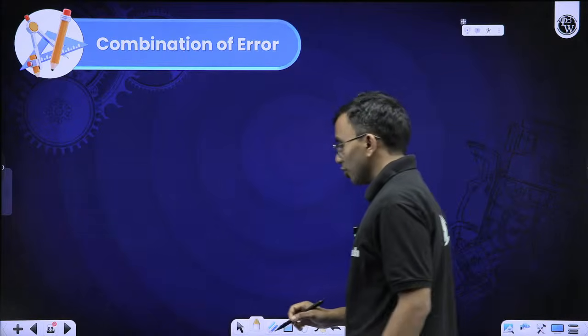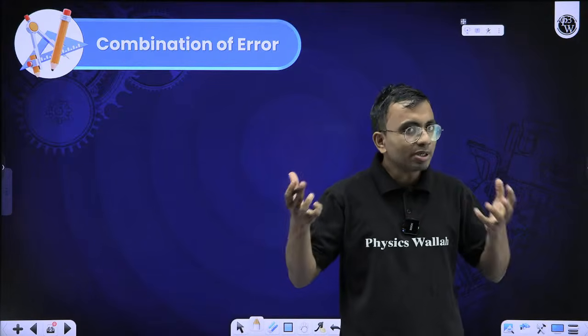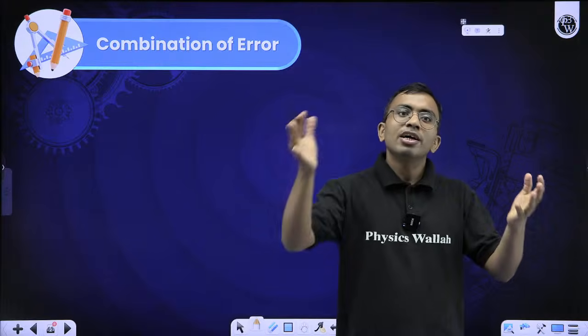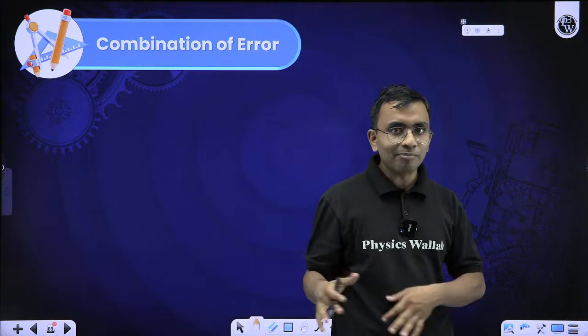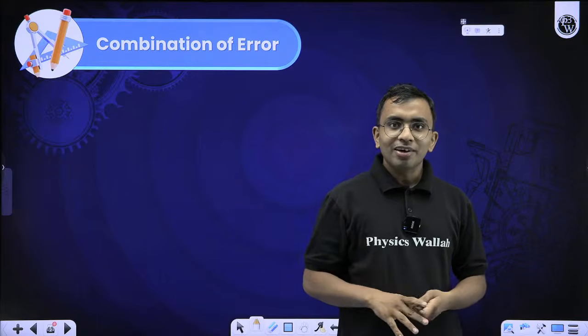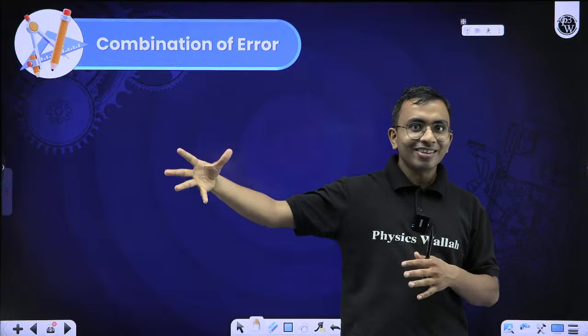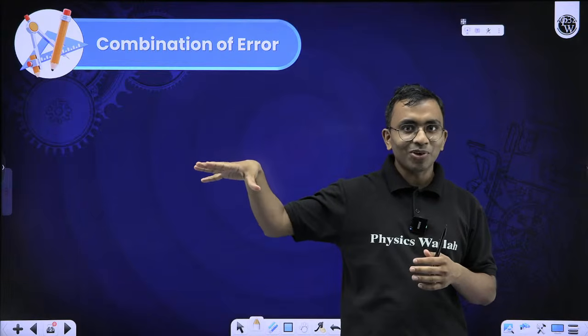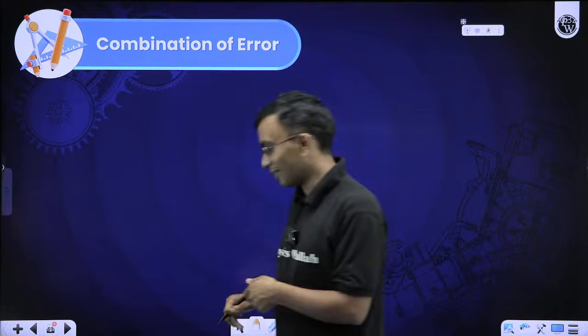Now, combination of errors. You are having 2 or 3 measured values. Now these measured values are having some errors. Now you are adding them, subtracting them, dividing them, multiplying them, or taking some power. Now you are getting another value which you want to find. So that will also be having error. How much error will be there in that? So that we need to find.